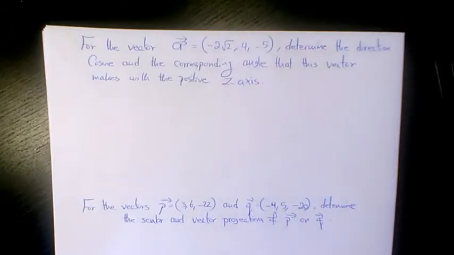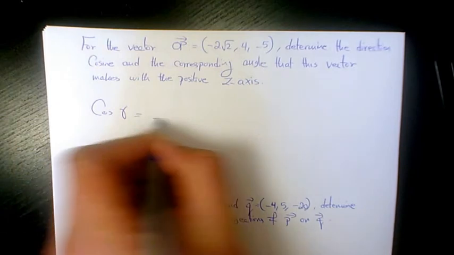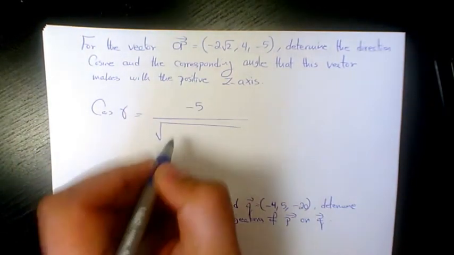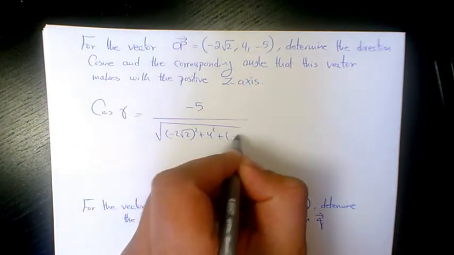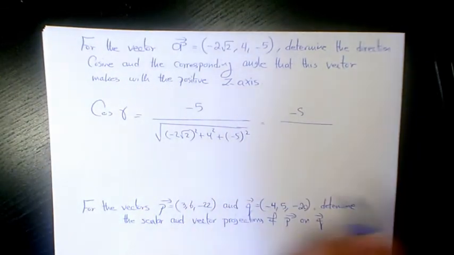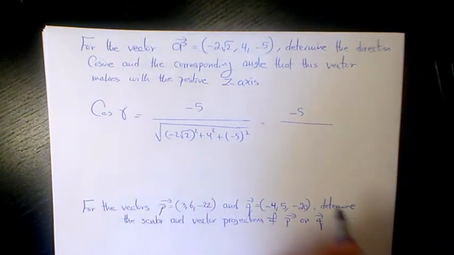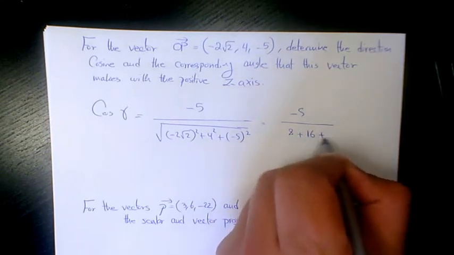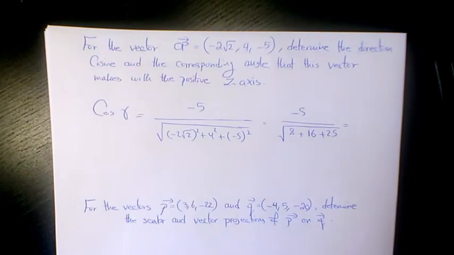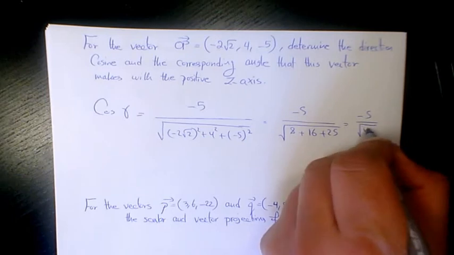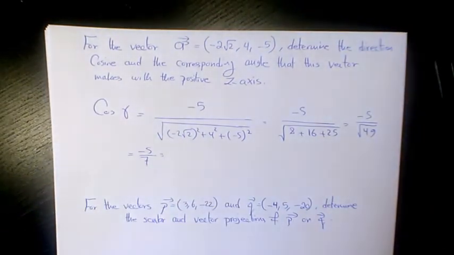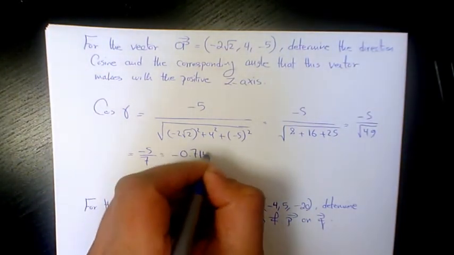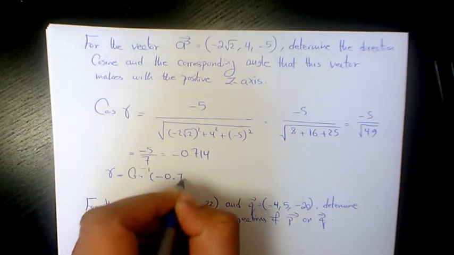Now in this example, it says for the vector OP, which has these components negative 2 root 2, 4, and negative 5, determine the direction cosine and the corresponding angle that this vector makes with the positive z-axis. So we're going to say cosine gamma equals negative 5, the last one, over the square root of (negative 2 root 2) to the power of 2 plus 4 squared plus negative 5 squared. That will be negative 5 over the square root of 8 plus 16 plus 25, which is 49. So negative 5 over the square root of 49, which will be negative 5 over 7. So negative 5 over 7 is negative 0.714. So gamma is cosine inverse of negative 0.714.